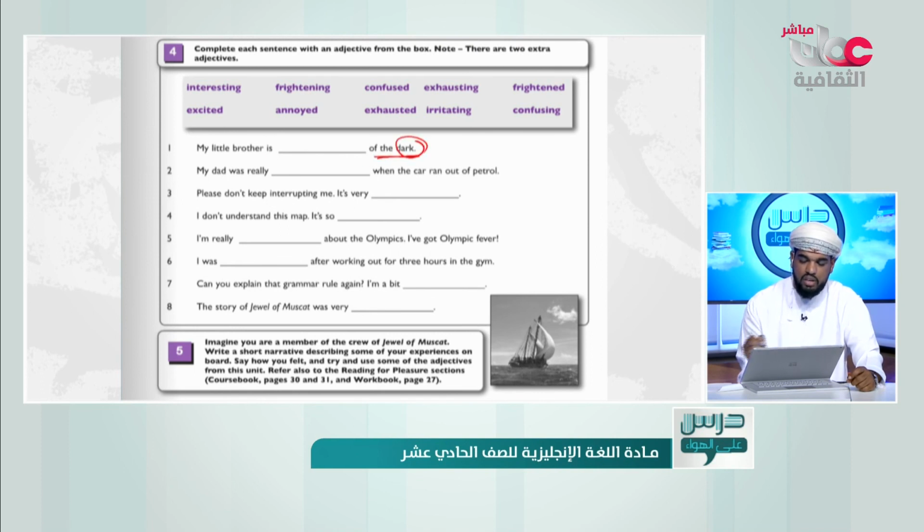meaning of these adjectives. So, my little brother is afraid of the dark. The dark is causing a feeling here. What is the feeling? Frightening. The dark is frightening, but the brother here is frightened. The person is frightened. Number 2, my dad was really annoyed when the car ran out of petrol. So the dad here got a feeling. What is that? Annoyed. The situation was annoying, so he gets annoyed.